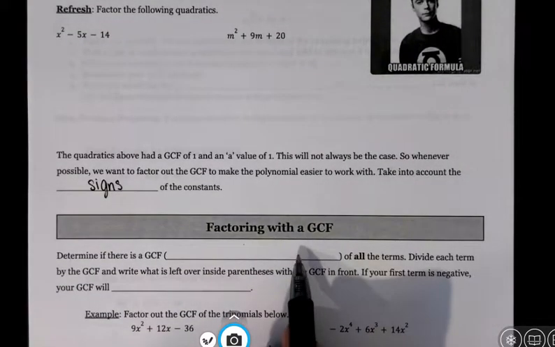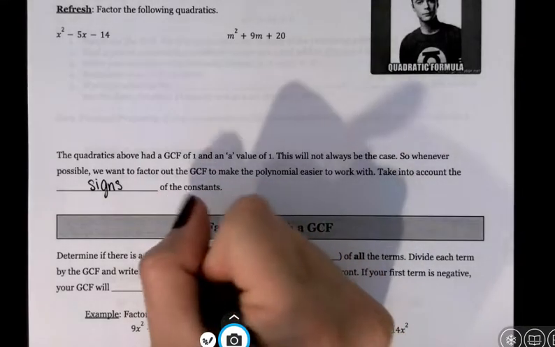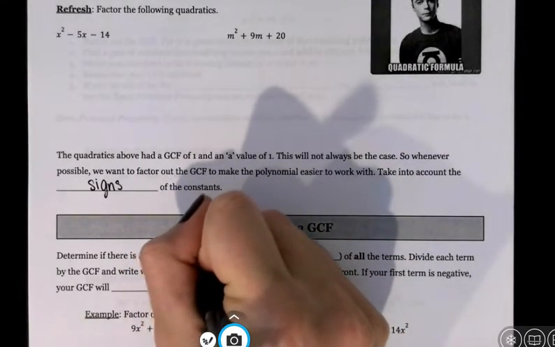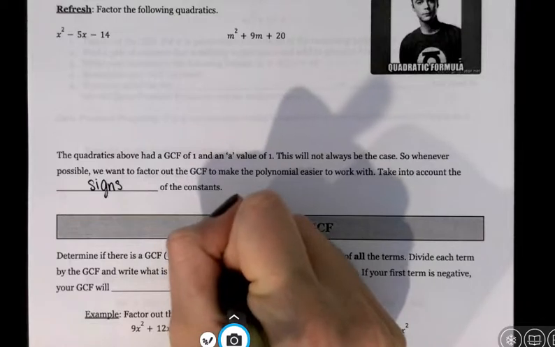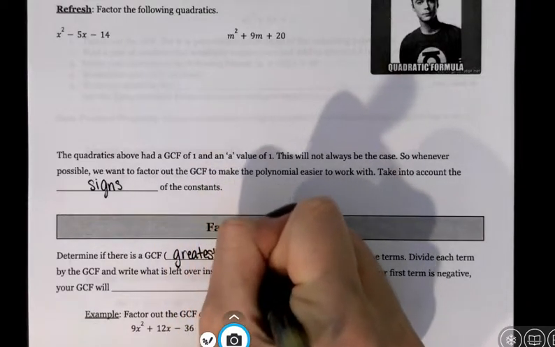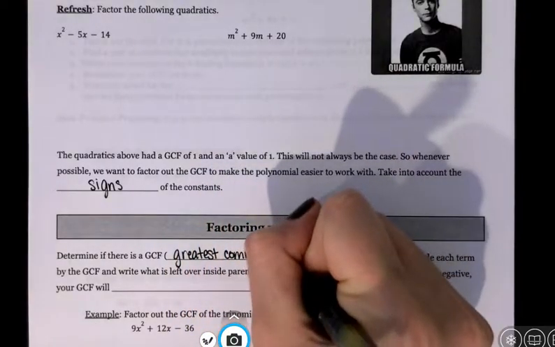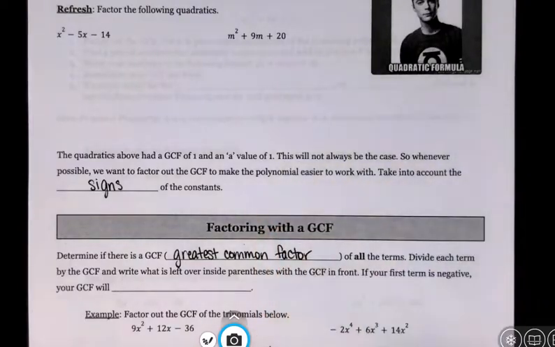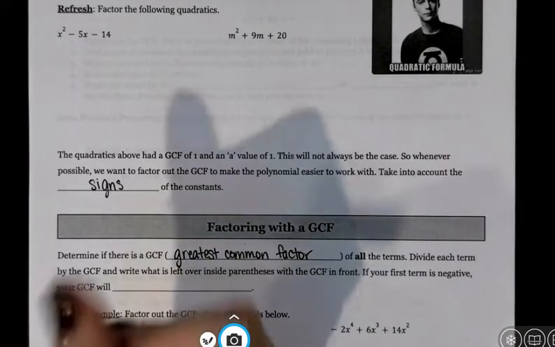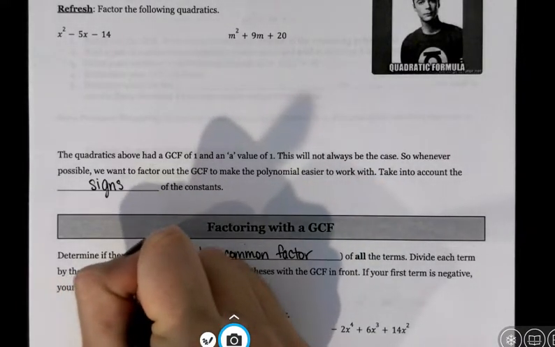If it's positive or negative, that's going to affect the numbers that we want when we factor. So when we factor with the GCF, we want to determine if there is one. GCF stands for greatest common factor. If there is a GCF other than 1, we want to divide each term by that GCF and write what is left over on the inside of parentheses. If our first term is negative, then our GCF will also be negative.